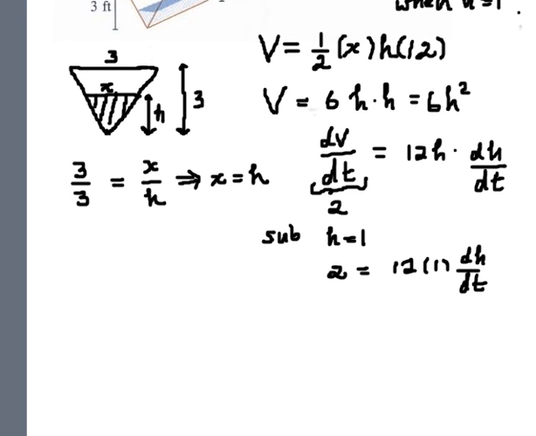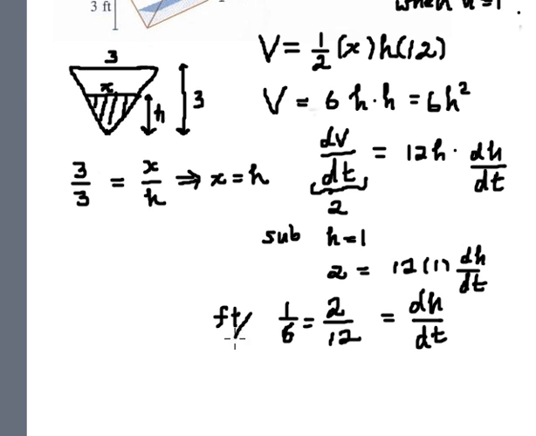Alright, now just divide both sides by 12, and we have 2 over 12, that is 1/6, is equal to dh/dt when h is equal to 1. So when h is equal to 1, the height of water is increasing at the rate of 1/6, and the units are feet per minute.